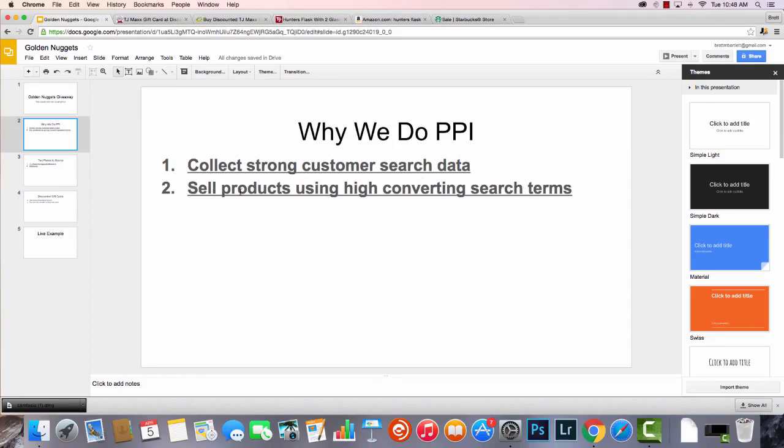My challenge to you on this one, okay, when you skip to number 2, because a lot of people like to go directly to this one, if you say, I'm going to sell products using high converting search terms, my first question for you is going to be, show me the proof that this is a high converting search term. Okay. If you can show me the data that this is a high converting search term, then I will say go to number 2. If you can't show me this, you really shouldn't be jumping to number 2. You should first start at number 1, collect strong customer search data. Okay. This is step number 2. Show me that it converts.